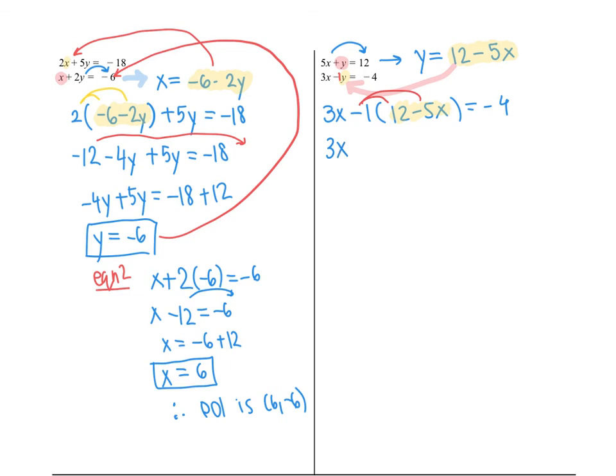Okay, so you should have 3x subtract 12 plus 5x. All the signs change. The x's stay together while the -12 moves over. So that's 8x equals 8, and then we can divide both sides by 8.